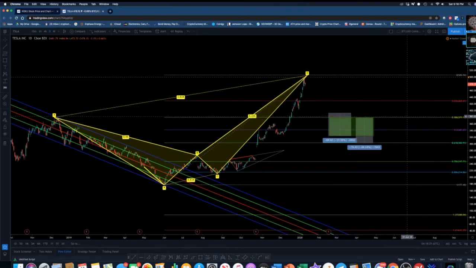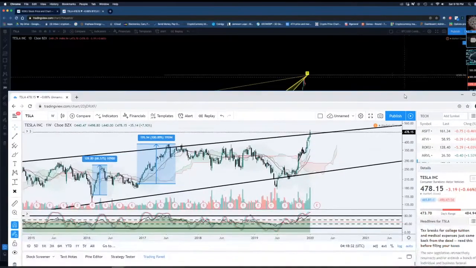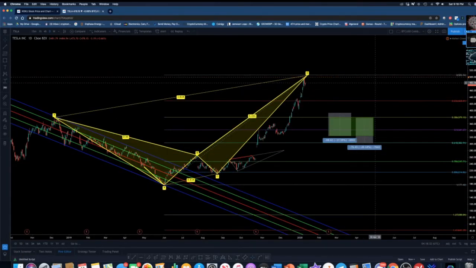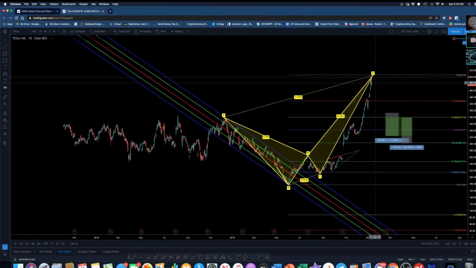So you're talking about 380 to 325 retrace from 504. I mean, but it's done it before. Look at these dumps.